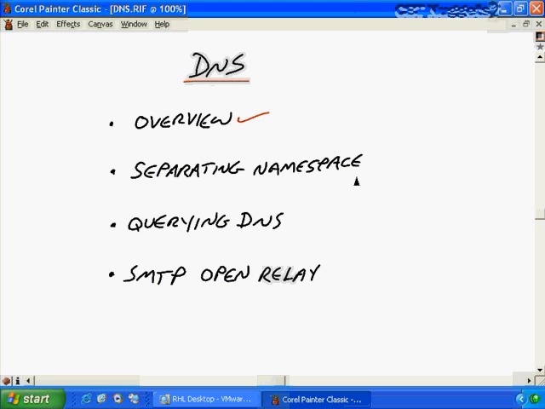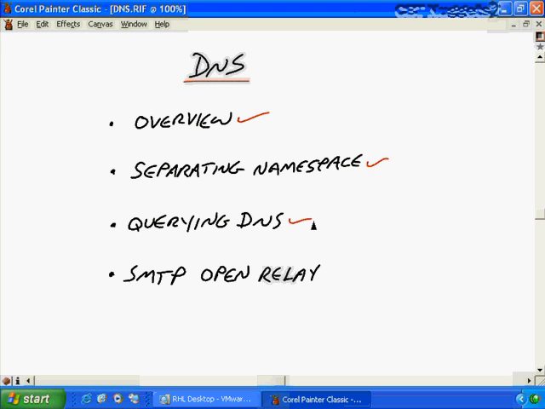We'll also take a look at separating namespace. This is a critical issue for corporations, universities, any place with both a public internet presence, like a web page and mail servers out on a DMZ, as well as the private network where you want to protect your internal clients and your mail servers and your SQL servers and things like that. So we'll talk about separating the namespace there and avoiding overlapping namespace.